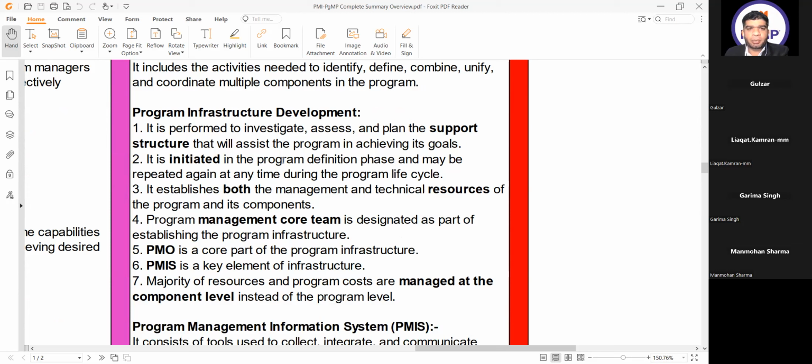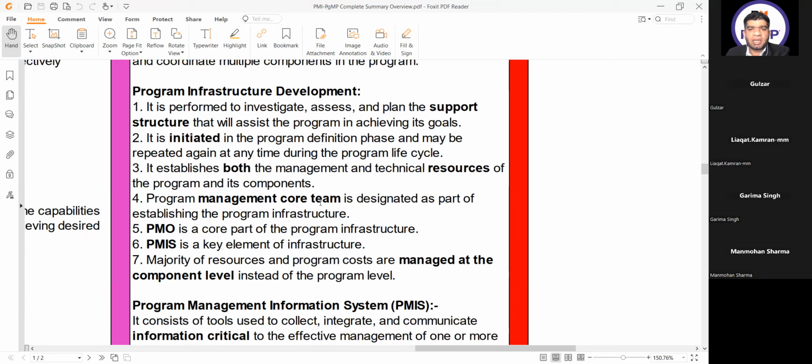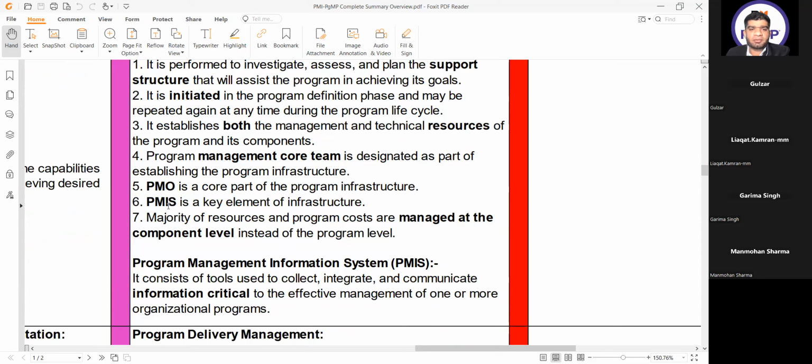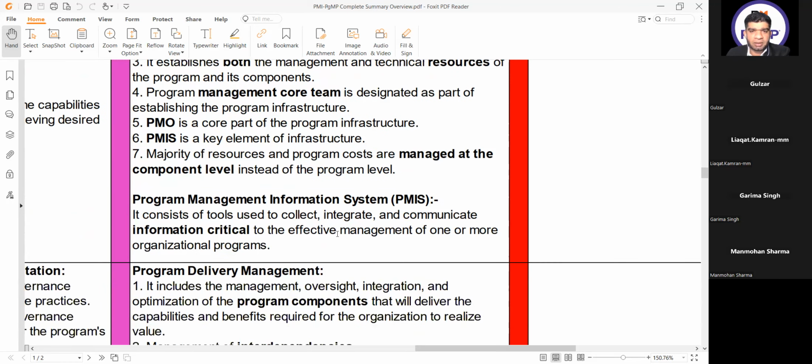It is initiated in the program definition phase and may be repeated again at any time during the program lifecycle. It establishes both the management and technical resources of the program and its components. Program management core team is designated as part of establishing the program infrastructure. PMO, Program Management Office, is a core part of program infrastructure. Program Management Information System is a key element of infrastructure. Majority of resources and program costs are managed at the component level instead of the program level.